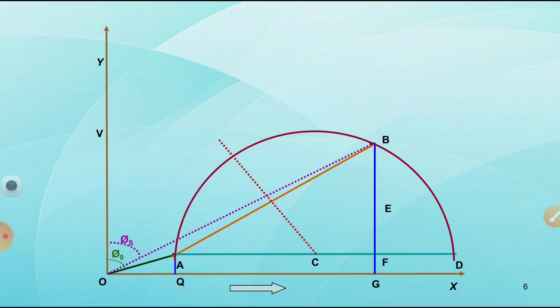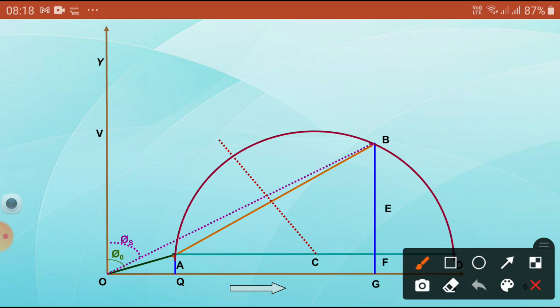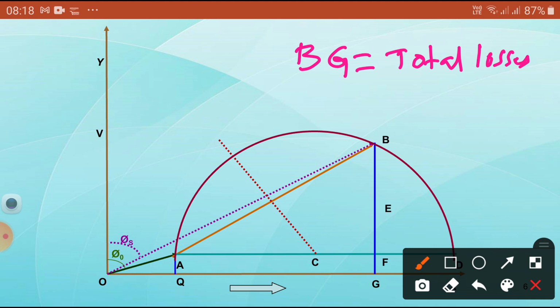Here, F and G is the core losses. What we are seeing here: BG is equal to total output less the total losses. That is the work performance. What is that equal to? Core losses plus copper losses.